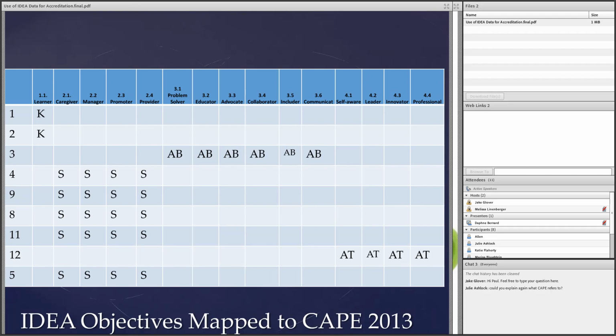that are actually on the slide in front of you. So if you count them, they should add up to about 15, and those are 15 subdomains that came directly from CAPE that tell you specifically what are the learning outcomes for a pharmacy program.